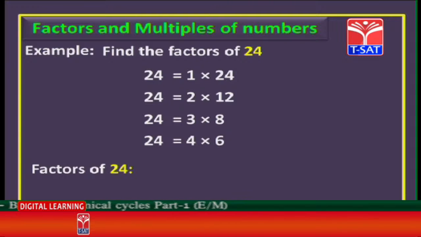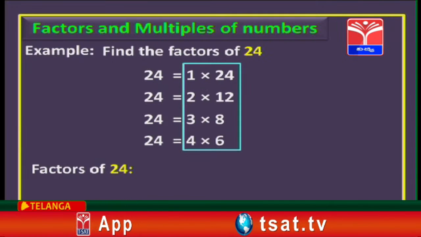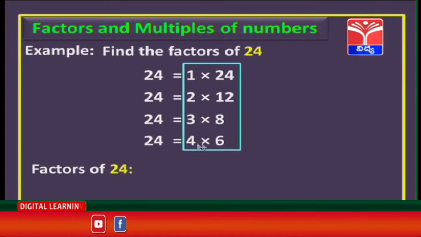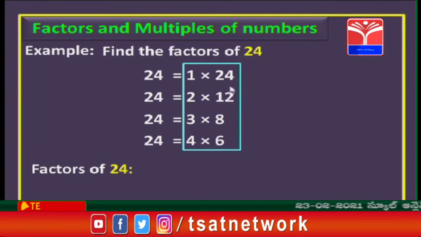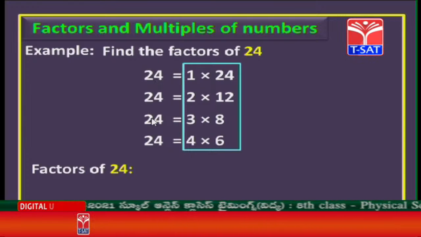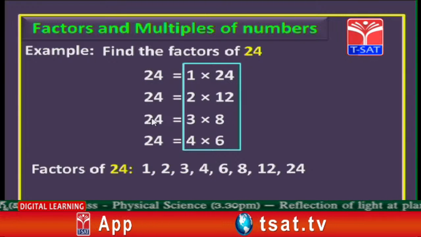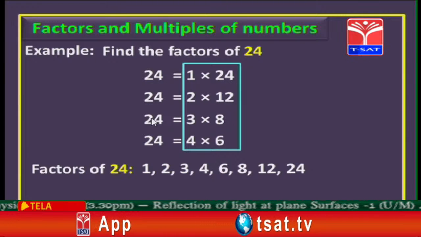Now, what will be the factors of 24 here? If you notice, all these numbers which you have written on the right side, that is 1 into 24, 2 into 12, 3 into 8 and 4 into 6, this 1, 2, 3, 4, 6, 8, 12, 24, these are all called factors of 24. So, I can write the factors as 1, 2, 3, 4, 6, 8, 12 and 24.